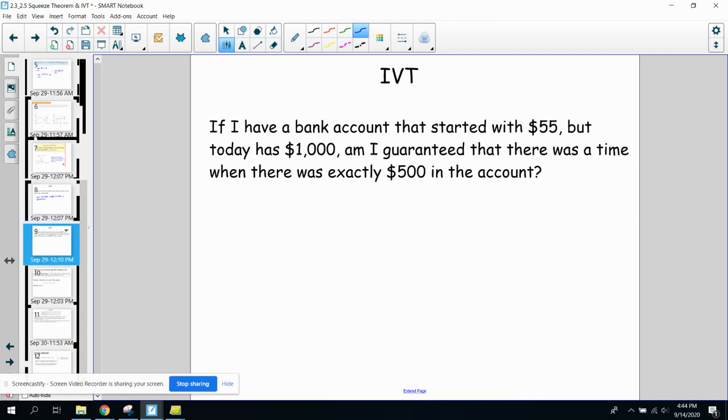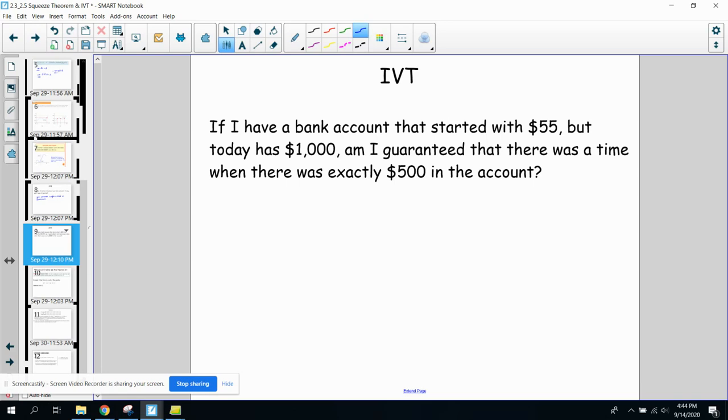Okay, let's look at another example. If I have a bank account that started with $55, but today has $1,000, am I guaranteed that there was a time when there was exactly $500 in the account? Now this one, if you think about it, is not continuous. You're not continuously putting in $1 every day. Sometimes you might deposit $100. Sometimes you might deposit $5. It really depends on the day. So are you guaranteed to have exactly $500? No, because it's not continuous.